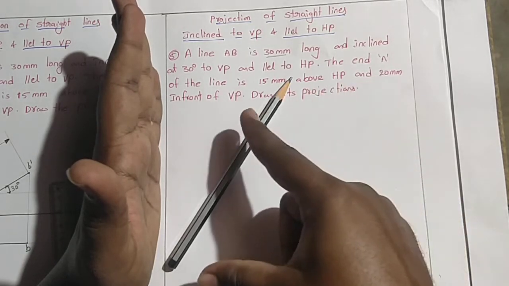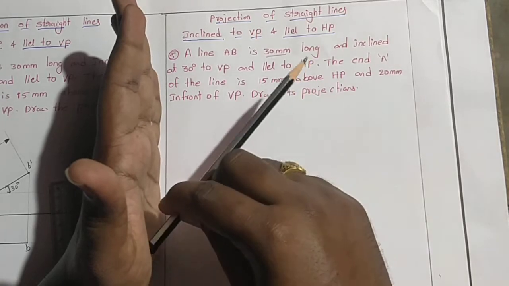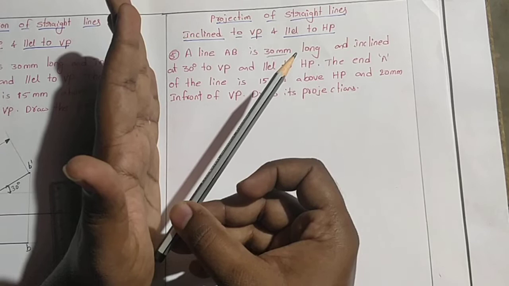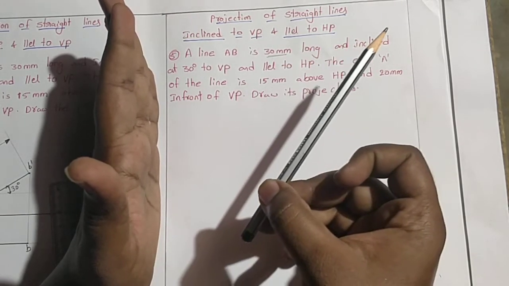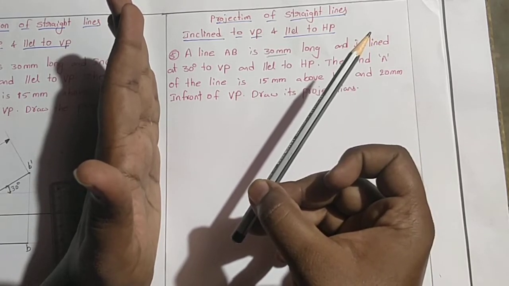The end point A of the line is 15 mm above HP, so that it is moving at a distance of 15 mm above. Next, and 20 mm in front of VP. Suppose from VP onwards the point A is acting 20 mm distance from VP. For this we need to draw the projections.